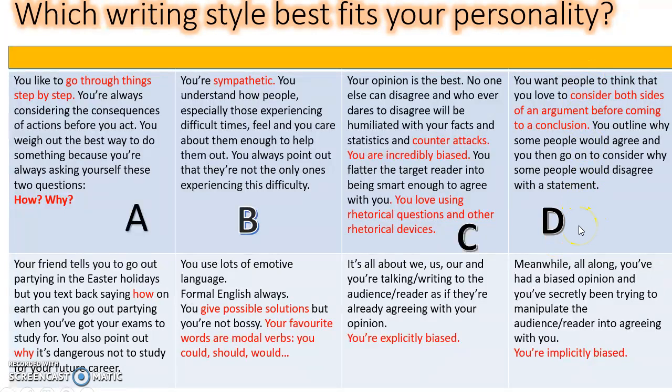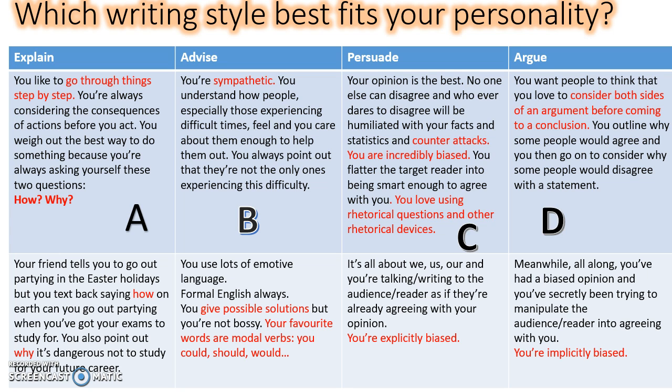Or are you a D person? You want people to think that you love to consider both sides of an argument before coming to a conclusion. But actually, all along, you're quite biased, and you're biased in a hidden way. Or are you an A person? You like to go through things step by step. You're always considering the consequences of actions before you act, and you make sure you explain how and why something is completed.